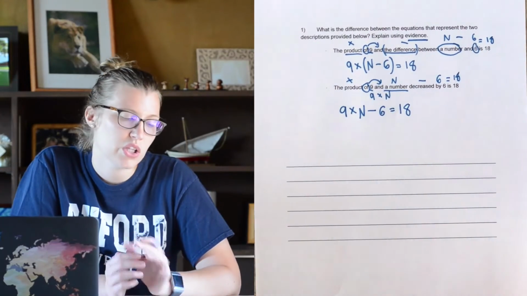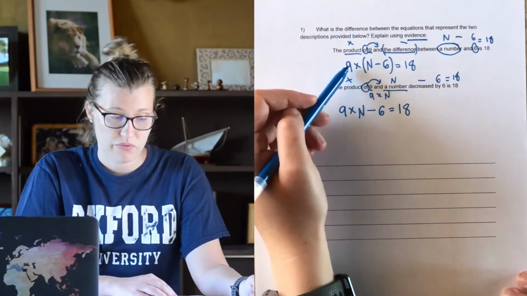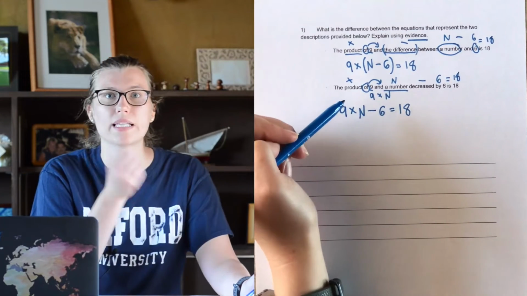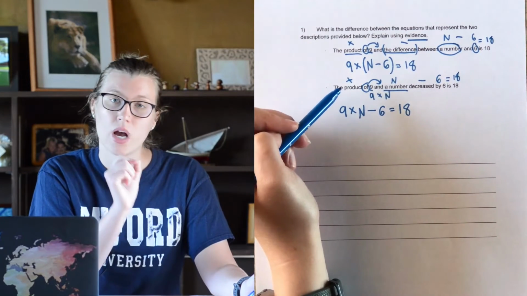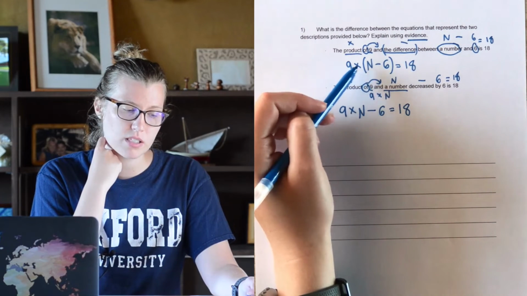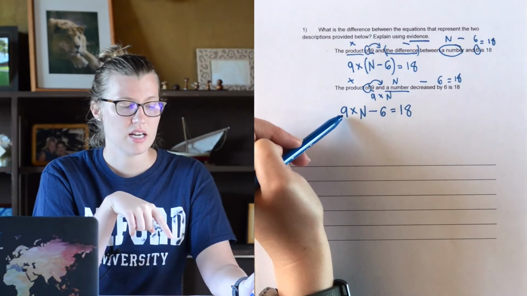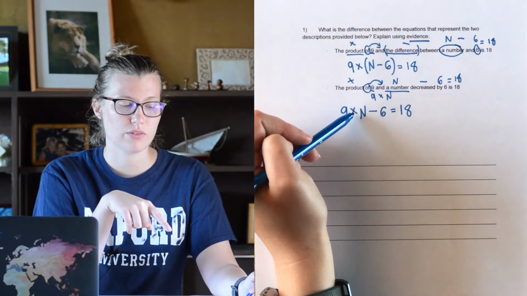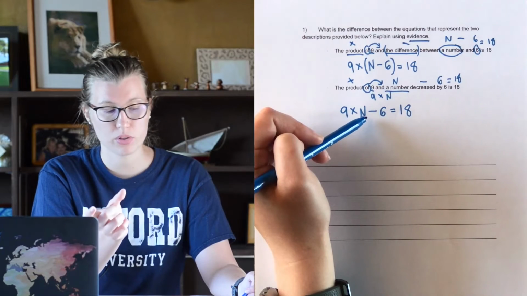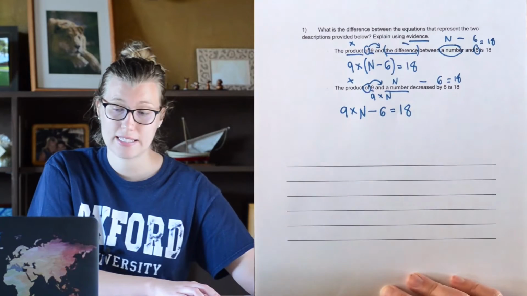All right, now let's look at our two different expressions and figure out what the difference is. Well, first of all, one has a parentheses and one doesn't. But what does that really mean? If I'm drawing it out, here I have to draw 9 groups of n minus 6. Here I have to draw 9 groups of just n. There's a big difference of what you're actually multiplying. So I'm going to have to provide some evidence.